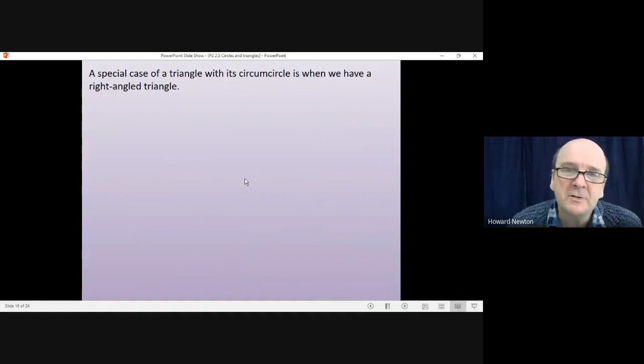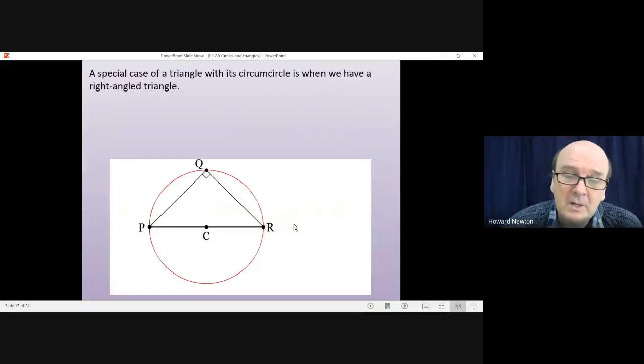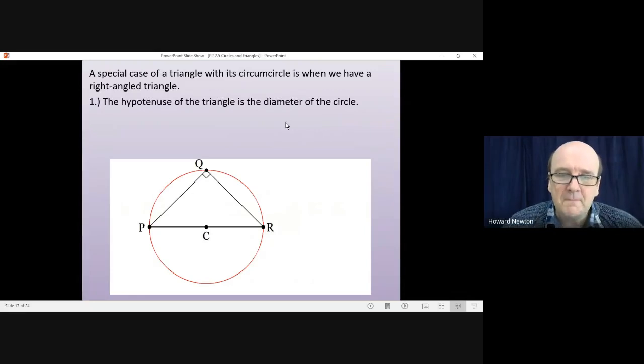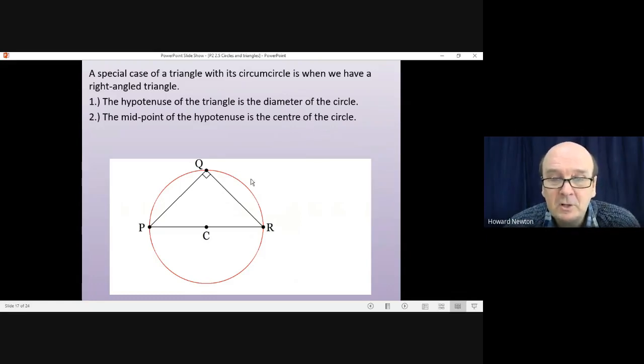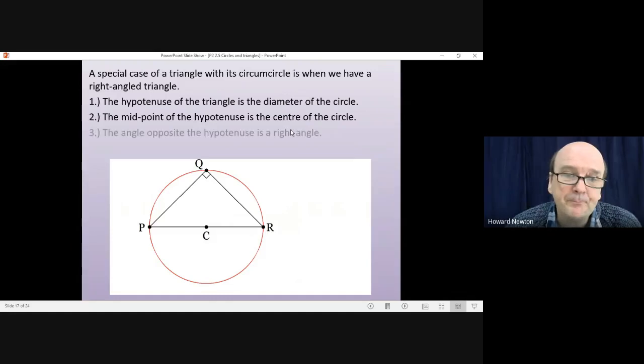Okay, a special case of a triangle with its circumcircle is when the triangle is a right-angled triangle. So if we have something like that, a right-angled triangle and its circumcircle, there are certain things to remember if you have a question like this. First of all, the hypotenuse of the triangle will be the diameter of the circle, which means that the midpoint of the hypotenuse is the center of the circle. A lot easier to find than in the last example.